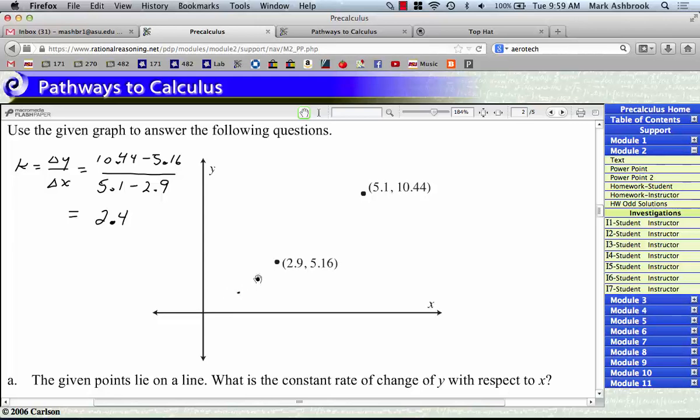You're okay. You knew what you're doing. The 2.4s are outnumbering you.